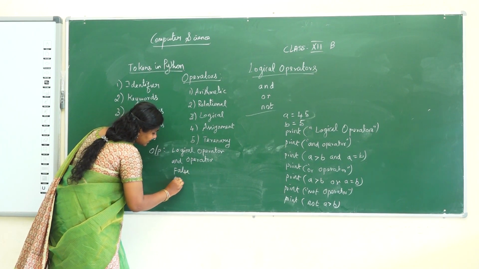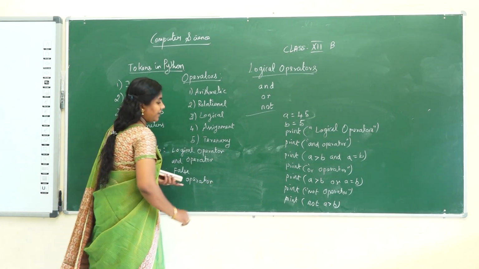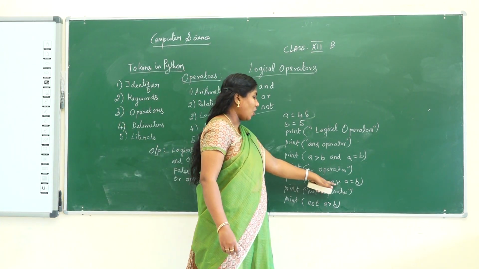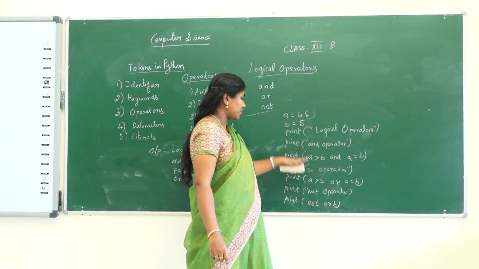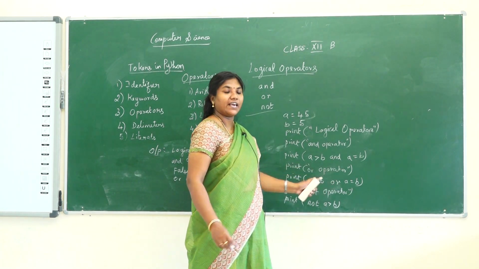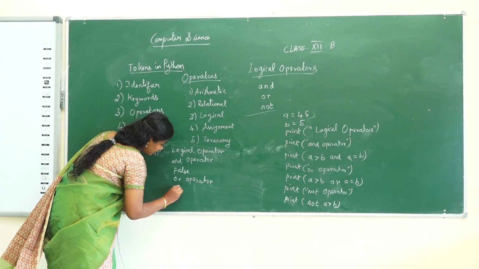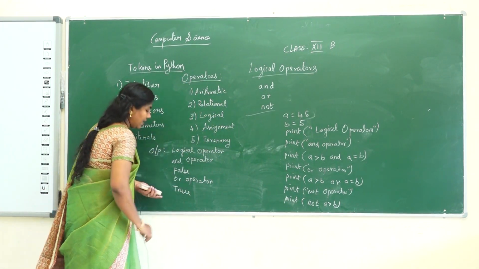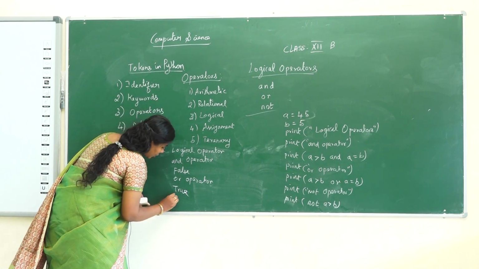And next OR operator. Here I have given A greater than B or A is equal to B. I am having A greater than B as true and A is equal to B as false. If either one is true, then the value will be true. So here I am having true. And next one, last one, NOT operator.